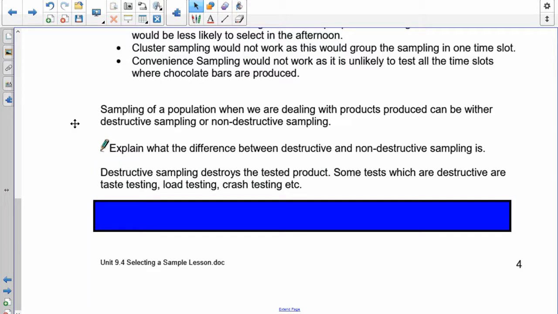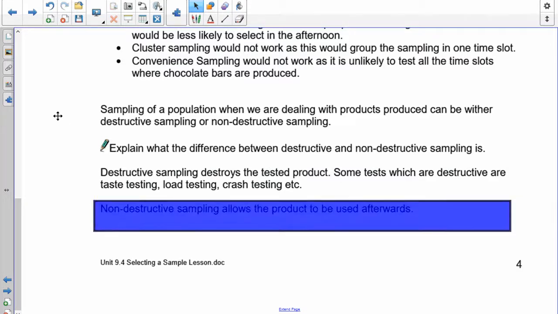So the first one is destructive sampling. And this destroys the tested product. So some tests which are destructive are taste testing, load testing, and crash testing. If you crash test every one of your cars, you're not going to have anything to sell. If you break the ladders with load testing, you're not going to have anything to sell. If you take a bite out of every chocolate bar, you're not going to have anything to sell.